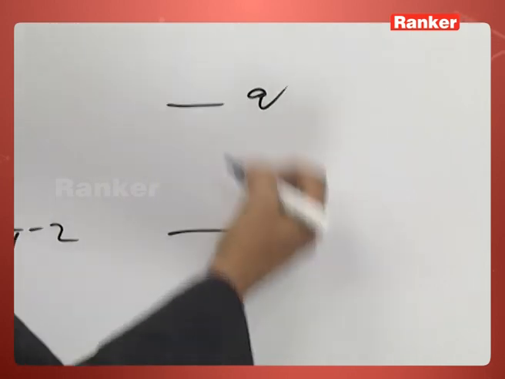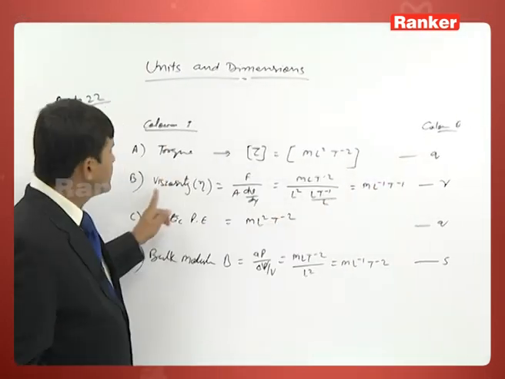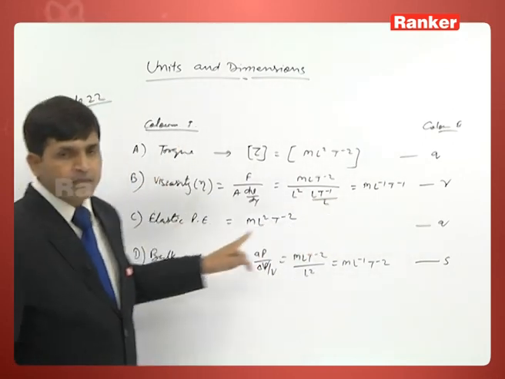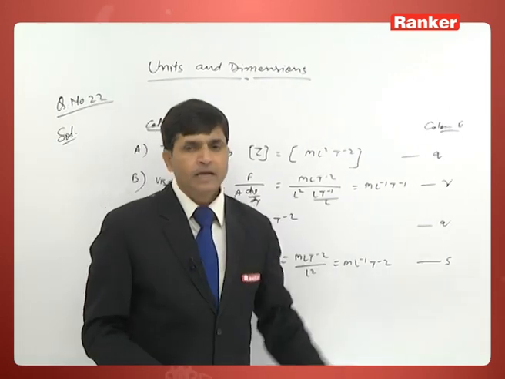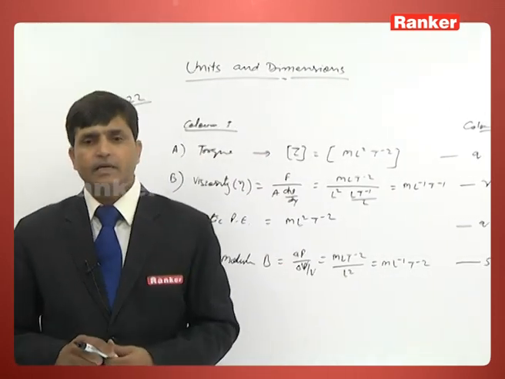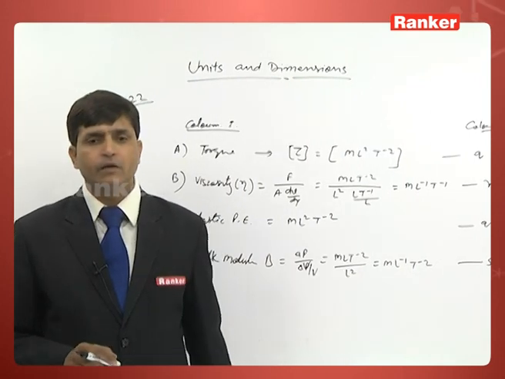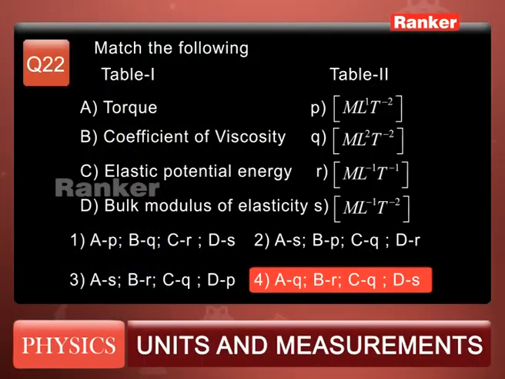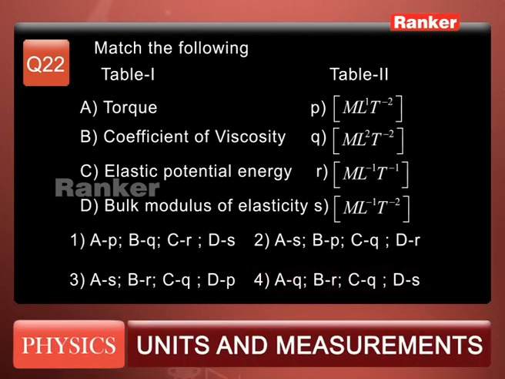So A matches with Q, B matches with R, C matches with Q, D matches with S. These are the correct options, and among the 4 options, our fourth option matches with the given option. So the answer is 4. The fourth one is the correct option.